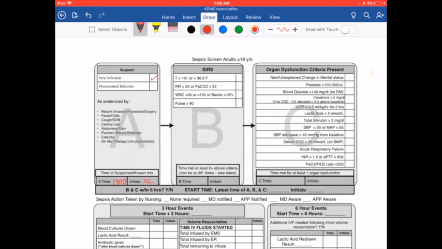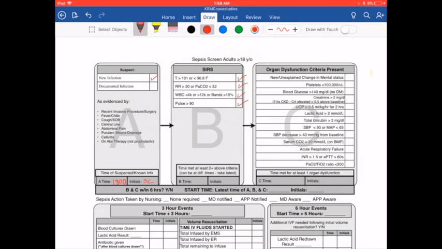So next is the SIRS criteria. So looking back at her vitals, the temperature was 102, so we'll check there. Respiratory rate was 24. The white cell count was 17, and the pulse was 118. So again, for SIRS criteria, the criteria are met when there's 2 or more, and obviously she met all 4 of them.